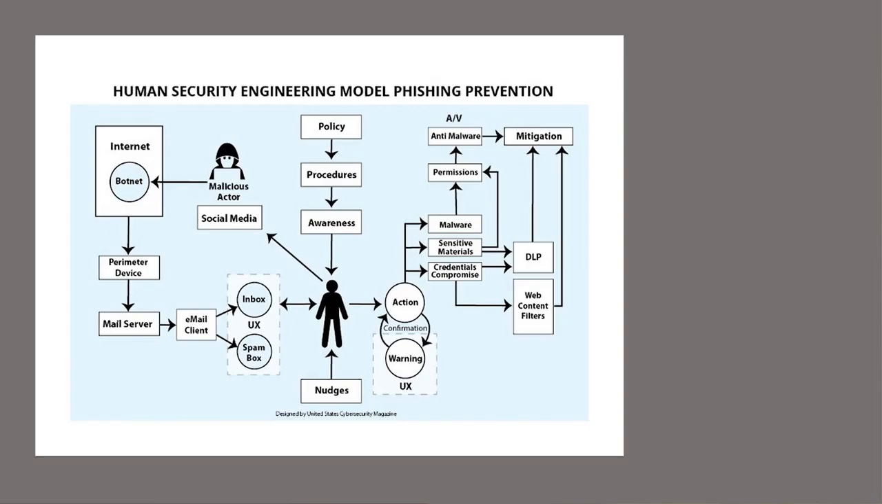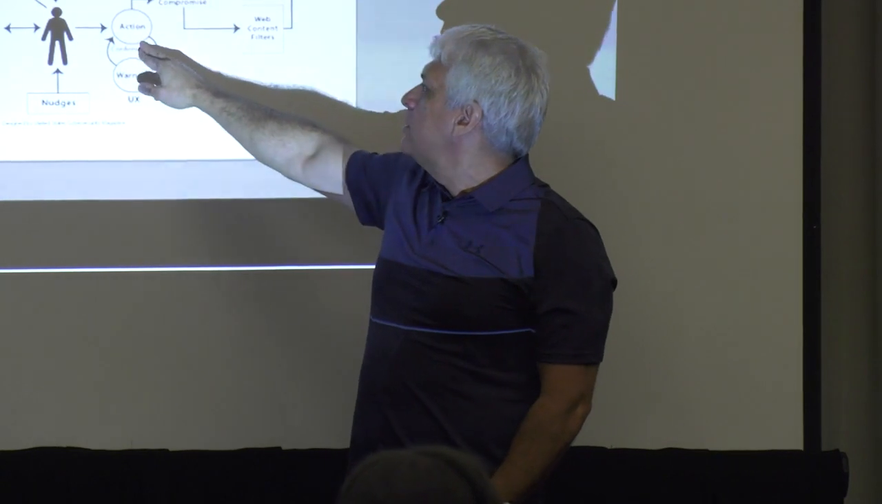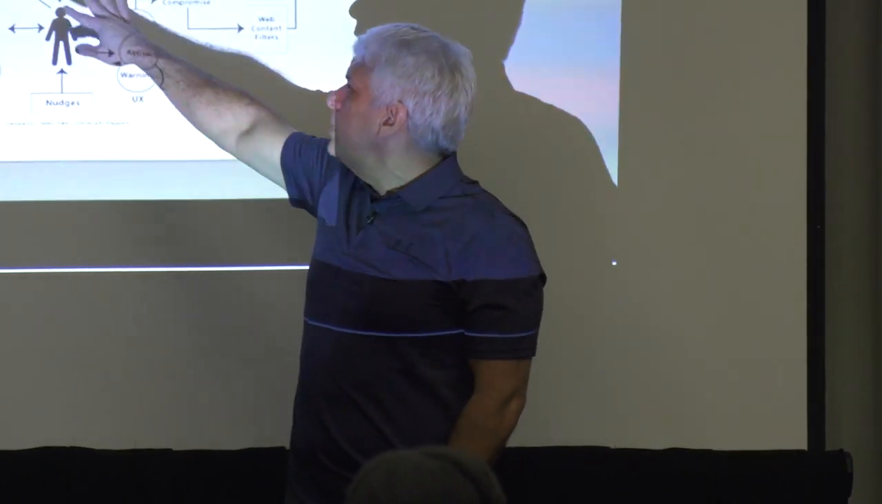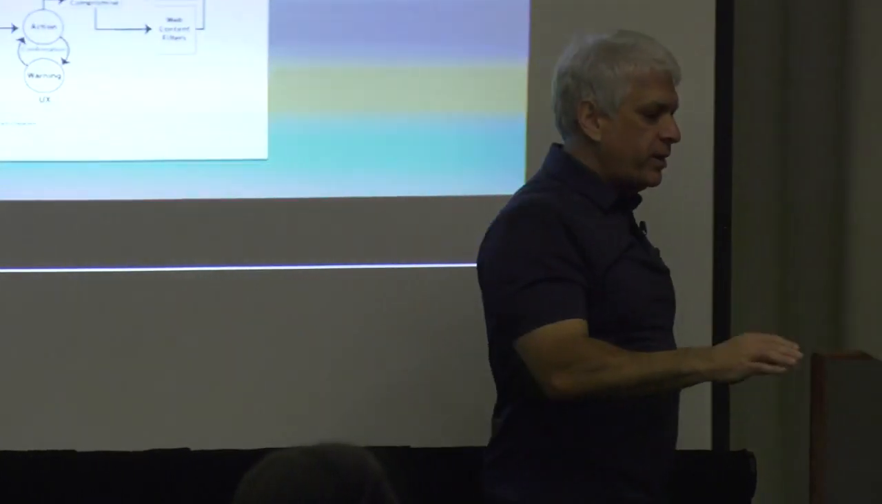And then, anyway, I'm a little over, I think very over, but attacks, in order to be realized, have to go through perimeter devices, they have to get through the mail servers, then they have to be looked at by the users. You have nudges, actions, confirmation, policies, procedures, and so on. Sorry, I'm running over.